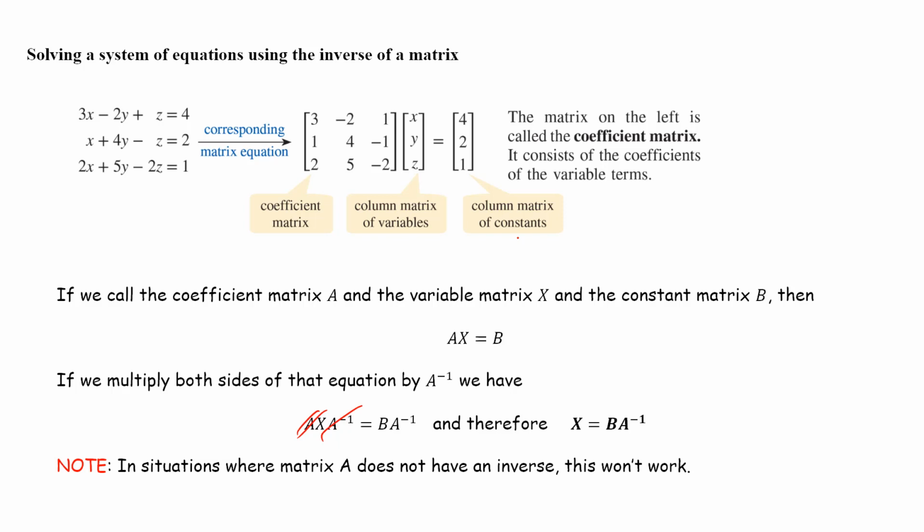In situations where matrix A does not have an inverse, this won't work, but it is a method of solving 3 equations and 3 unknowns. Whether it's easier or harder than doing it the normal way, I don't think it's easier, but it's just kind of an exercise. When we learn Cramer's rule, which we will learn in the next lesson next week, you will see really the best way to solve a system of equations like this, but we'll do it as an exercise.